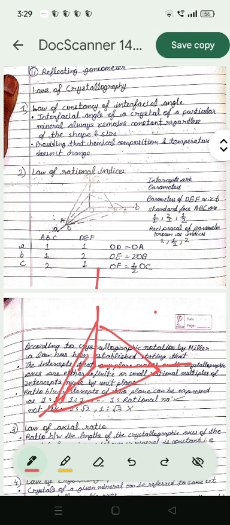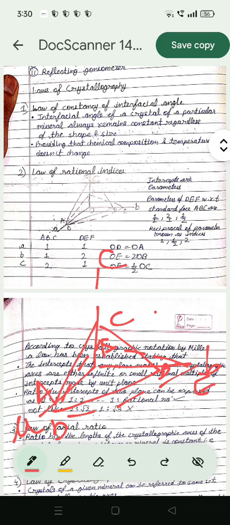and a second face DEF. A, B, C, D, E and F. So here the parameters of DEF with respect to the standard face ABC are 1 by 1, 2 by 1, 1 by 2.